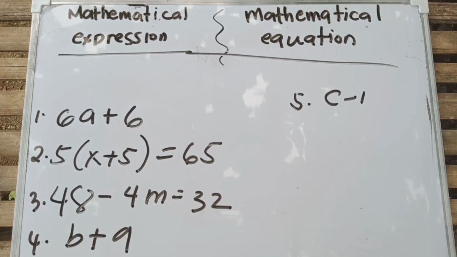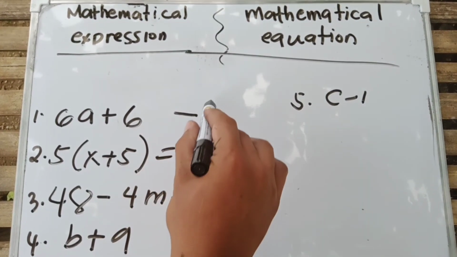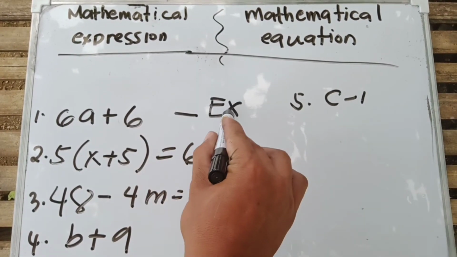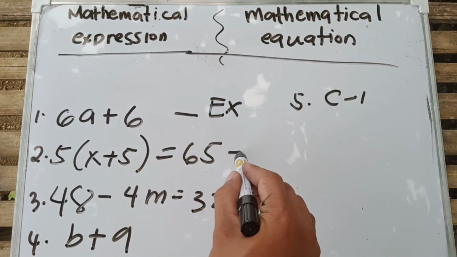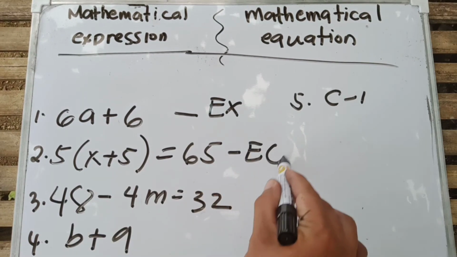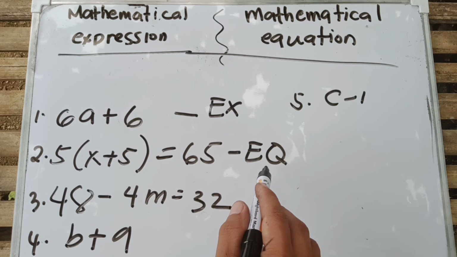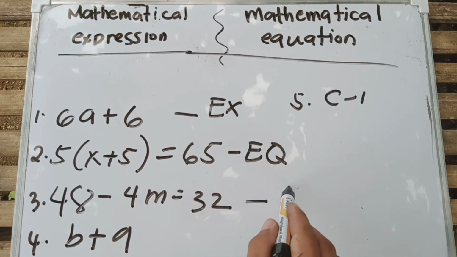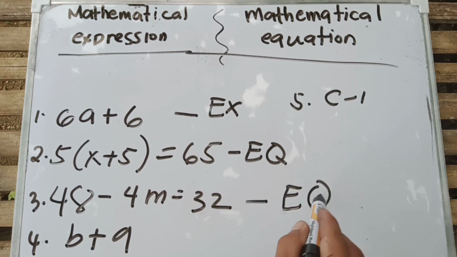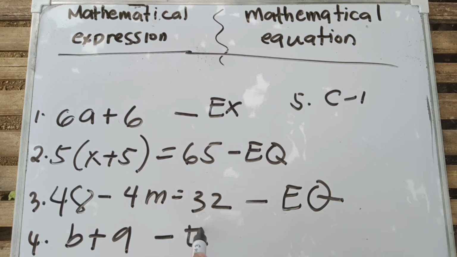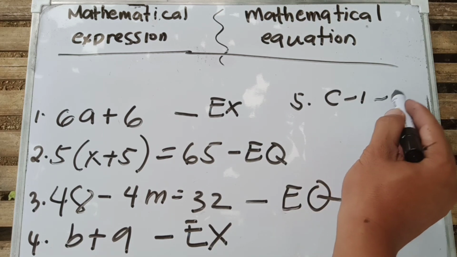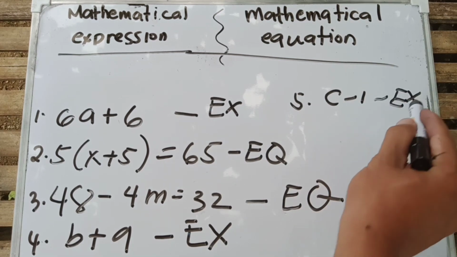So for number 1, it is EX. For number 2, it is EQ or equation. For number 3, it is an equation. For number 4, it is EX. And for number 5, it is EX.